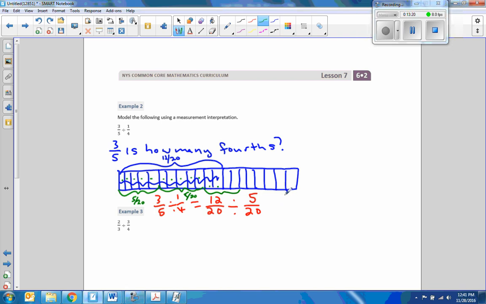Okay, so now if we take that rule, we're going to take 12 over 20, and instead of dividing, we're going to multiply. We're going to take that 5 over 20 and flip it. And then these 20s cancel, and I get 12 over 5. Well, 5 will go into 12 2 times, with a remainder of 2. And that's where we get our 2 and 2/5. And that's where we come up with this answer.